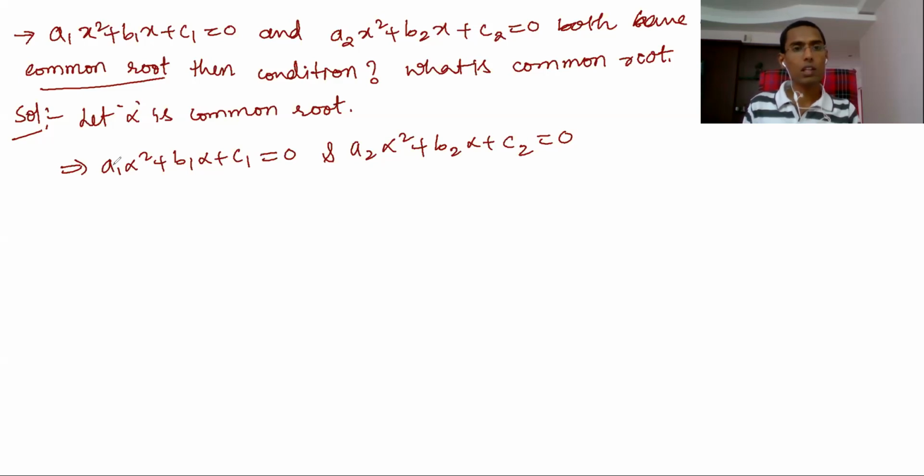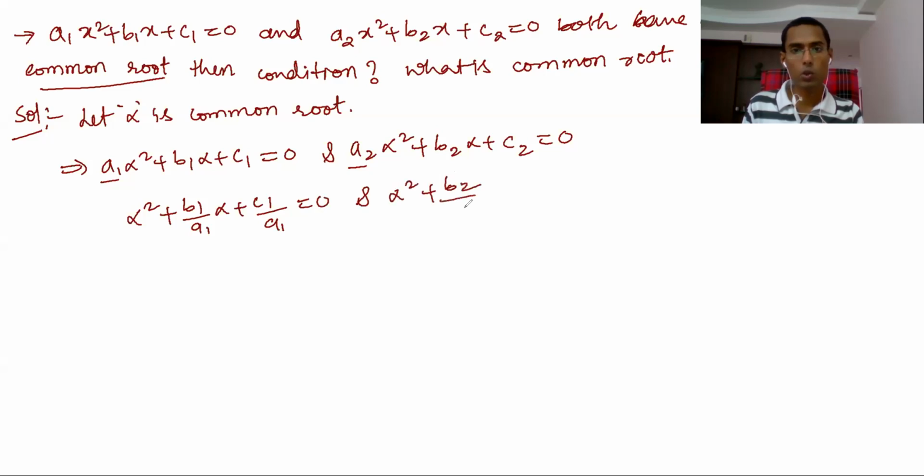One way is to take a1 common here and a2 common here, and then subtract so that alpha square gets cancelled. Then you can find the value of alpha. If you want, we'll show that alpha square plus b1 by a1 into alpha plus c1 by a1 equal to 0, and alpha square plus b2 by a2 alpha plus c2 by a2 equal to 0. Here I am subtracting because I have to find the common root, alpha.